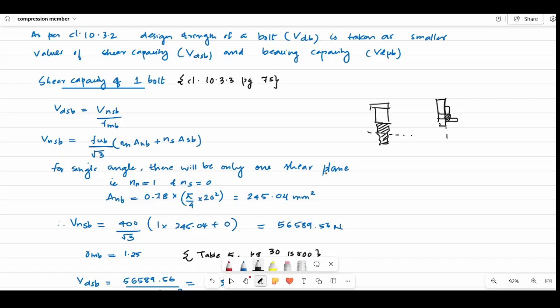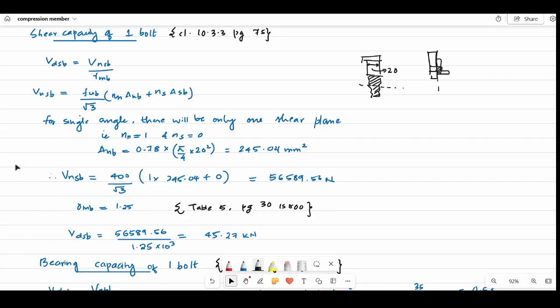Now what is the area of the thread area? Our diameter is 20 mm, so the area of the shank will be pi by 4 into 20 squared. The thread area will have a much lesser area compared to the shank, so we apply a 0.78 factor multiplied by the area, which will give you the area of the thread area, and this will be obtained as 245.04.